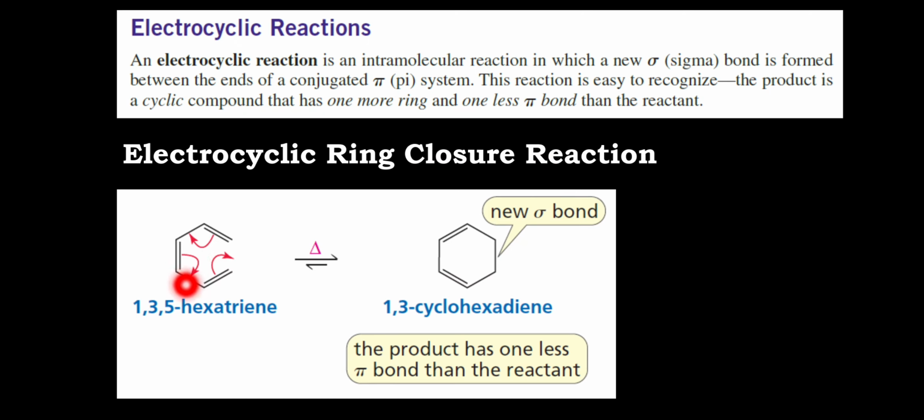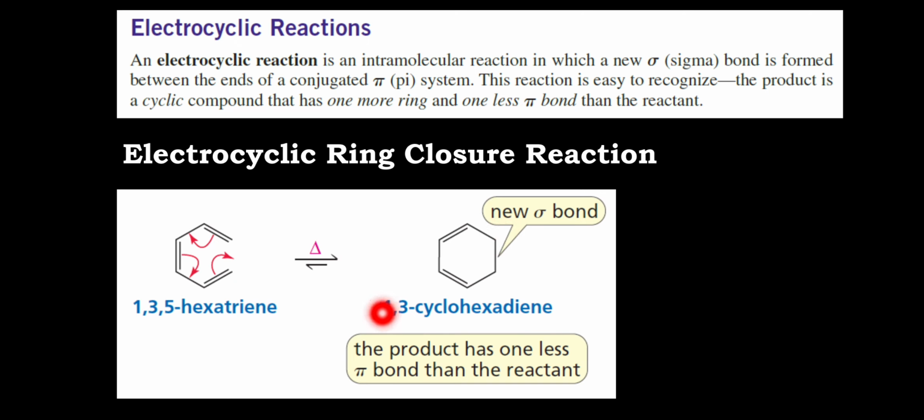So you can see 3 pi bonds are in conjugation. They will move in a cyclic manner. That is why it is called electrocyclic. Okay, the electrons of the pi bonds are moving in a cyclic manner. And these are the two terminals of the pi bond. You can see here a new double bond and a new sigma or single bond is formed.